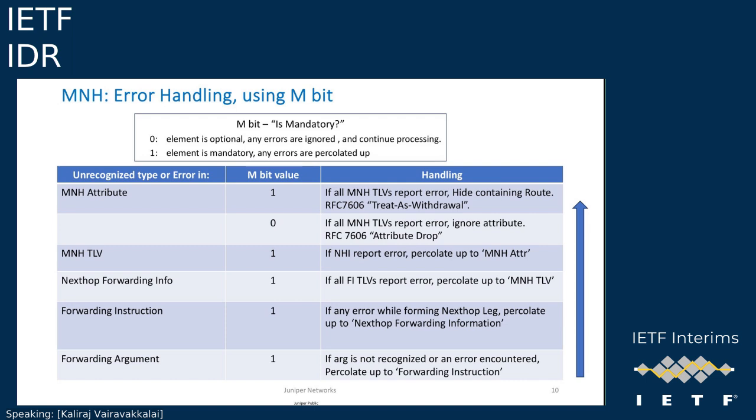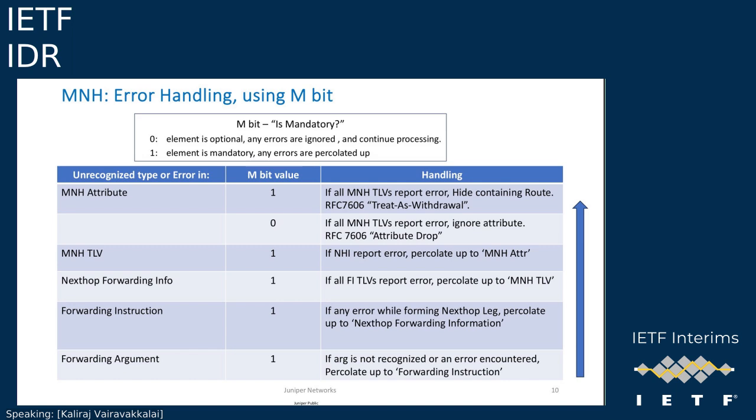If it is 0, then any errors during processing of that element are ignored, and we continue processing. If it is 1, then any errors that are encountered are percolated up the layer. For example, if we are not able to understand a forwarding argument and the mbit is 1, then we say the forwarding instruction is invalid. If the forwarding instruction was mandatory, then the error percolates up to the next forwarding info, which percolates up to the MNH TLV. Based on the TLV, let's say it was a backup path, and a backup path is an optional thing in that particular deployment, then we can continue processing. But if it is required, then we say the MNH attribute itself is not usable.